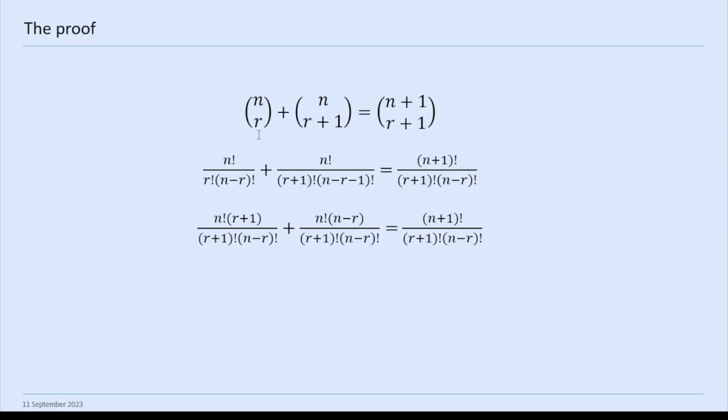This nCr is just n factorial over r factorial times n minus r factorial, and this nC(r+1) is n factorial over r plus 1 factorial times n minus r minus 1 factorial. And then what we're going to do is put these things over a common denominator.